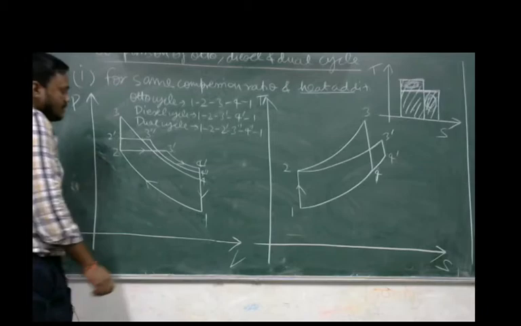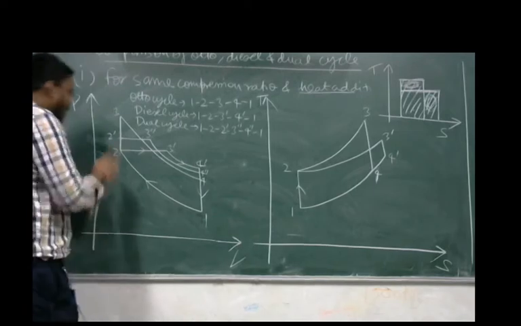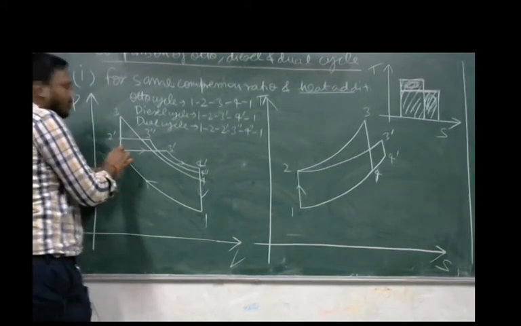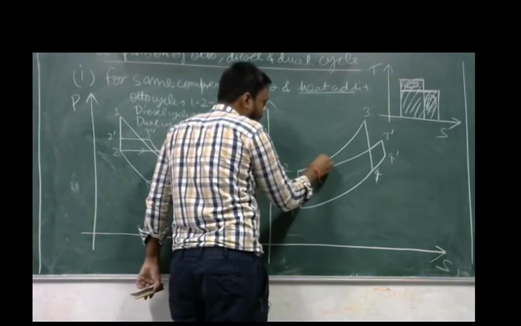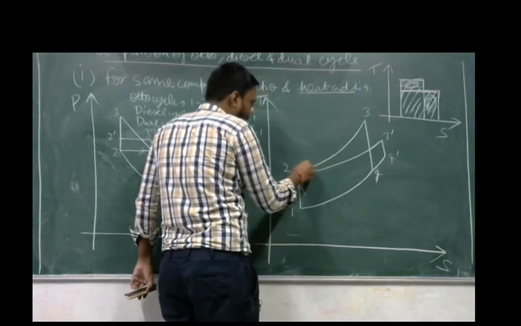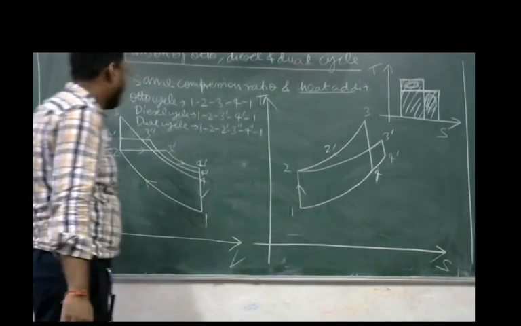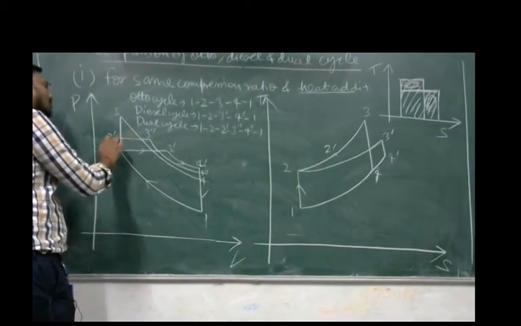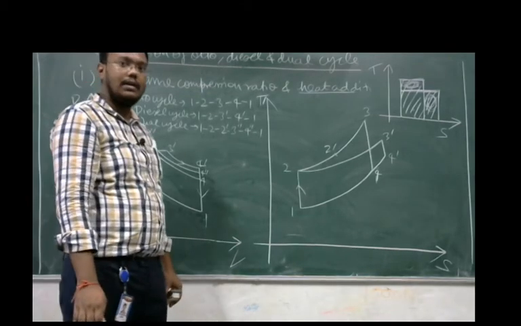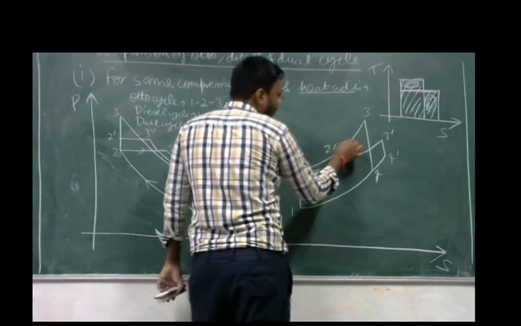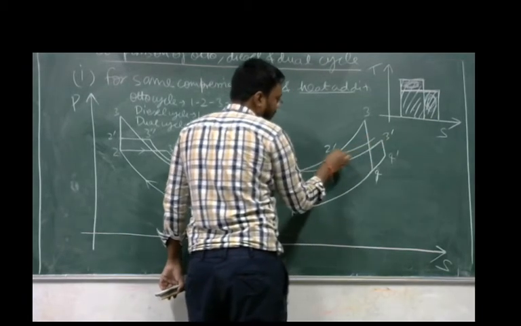Similarly, now for dual cycle 1, 2, 2 dash, 3 double dash, 4 double dash. From 2 to 2 dash it is a constant volume process, so at some distance the curve will be the same because it is a constant volume process. But from 2 dash to 3 double dash it is a constant pressure process. For a constant pressure process the slope of the curve becomes less, so the curve comes below this curve, and we have to draw a lower slope curve here.